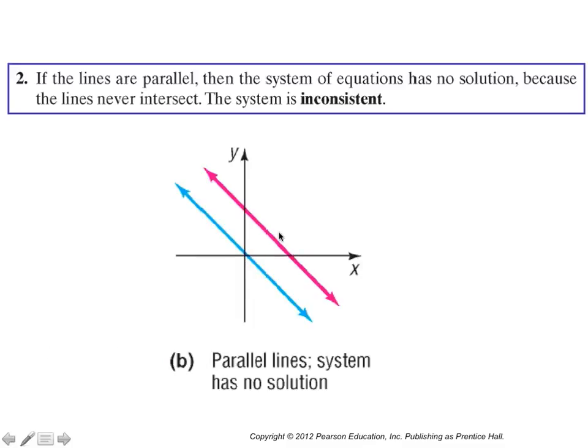If you look at these pink and blue lines here, they don't intersect with one another ever, and again, they're going to continue on forever in both directions. They're never going to turn because they're straight lines, so we're never going to have an intersection.